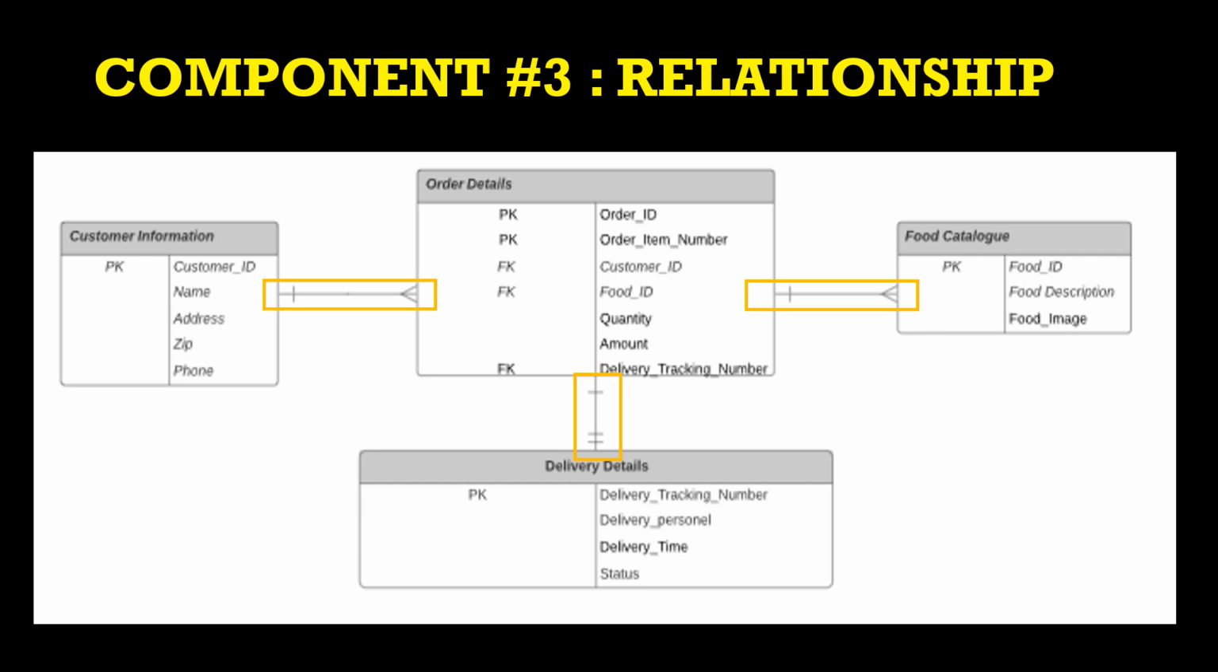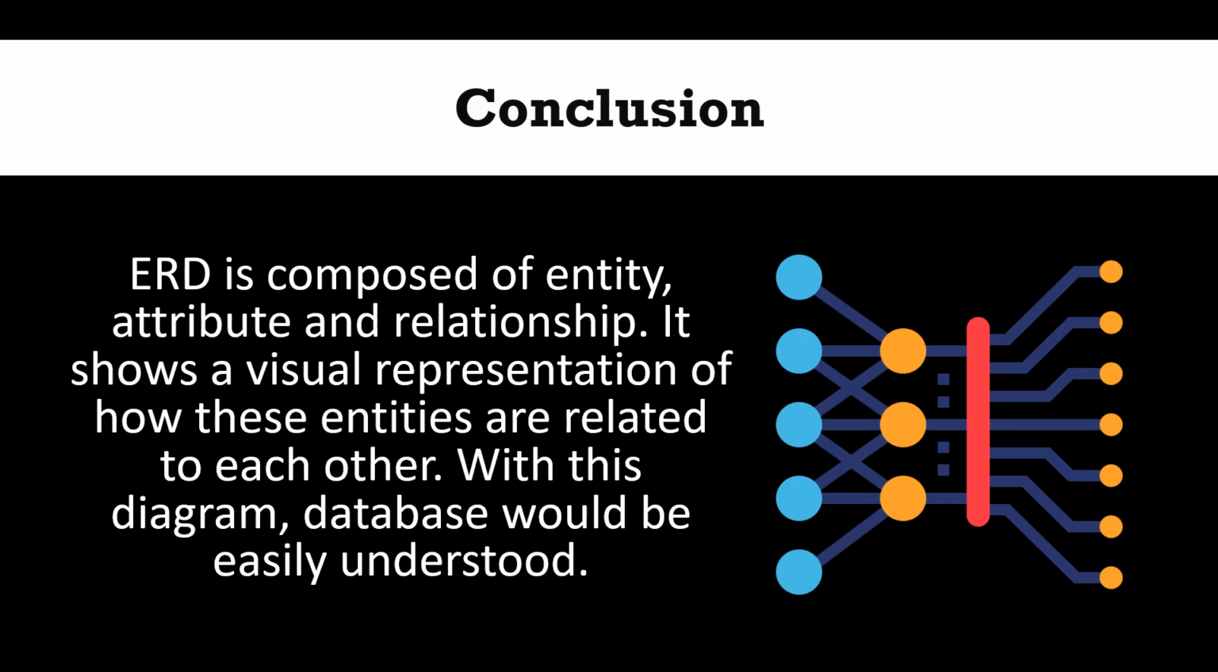Through the relationship of the entities presented, we can now visualize how these entities relate to each other. Now you can see how the ER diagram can visually show the DBA or developers how the data has to be stored and the relationships between each other. Finally, to summarize, an ER diagram is composed of 3 components: entity, attribute and relationship arranged in a graphical manner in a diagram to easily understand the data.